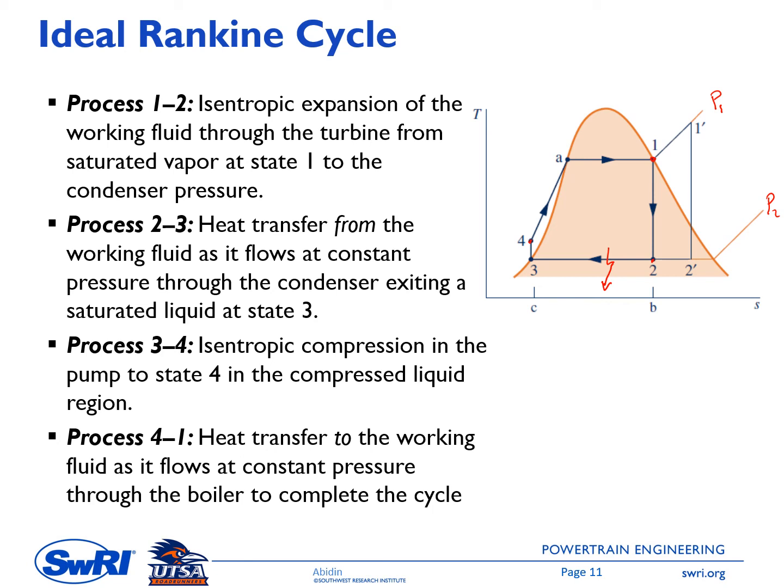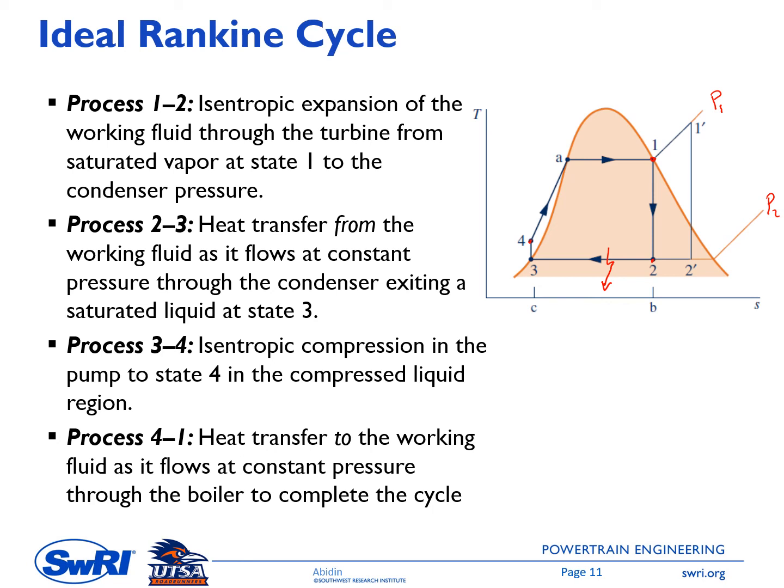The line connecting point 4A and 1 is at a certain pressure, P1. So process 4 to 1 is heat transfer to the working fluid as it flows at constant pressure through the boiler. This completes the process because the working fluid is back at the state of point 1 again. So it is doing a cycle here.